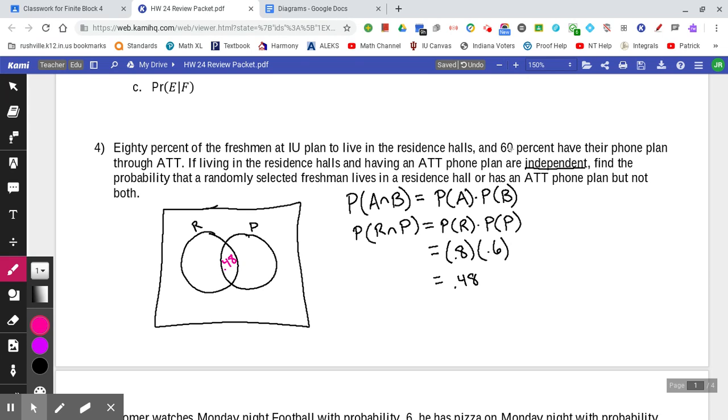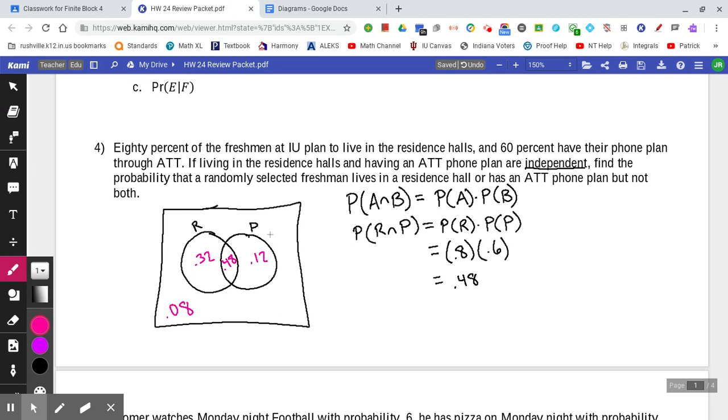We know that 60% have their phone plan through AT&T. So that means that all of this circle P adds to 0.6. So 0.6 minus 0.48 would give us 0.12. And then for the residence hall, we know that all of this is 0.8. So 0.8 minus 0.48 would give us 0.32. And then 100% of the freshmen, that's what the box represents, the universal set. So 1 minus everything that's in the circles would give us 0.08.